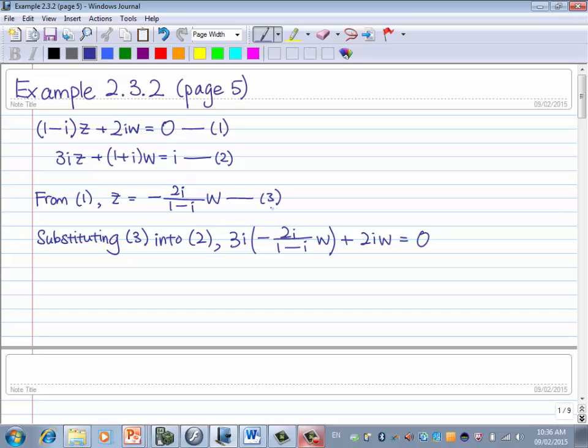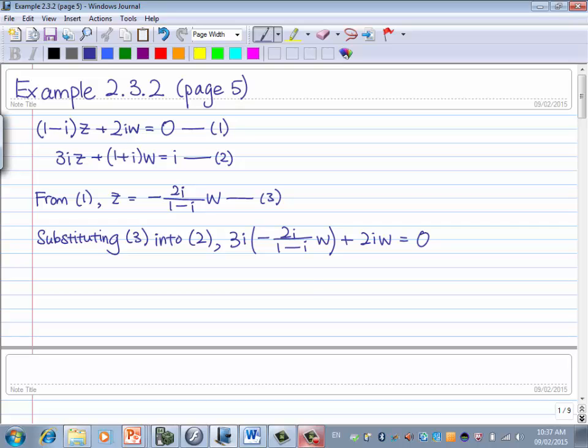Now, as we discussed, you either solve by elimination or substitution. In this case, substitution is better. So I make Z the subject in equation 1. Then after that, it becomes equation 3 and I sub it into equation 2. So now here is where we're going to start the triple dots.